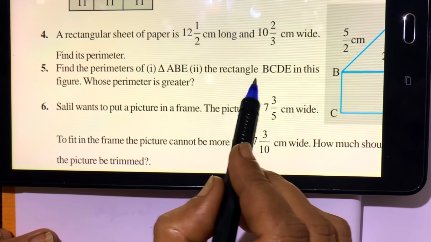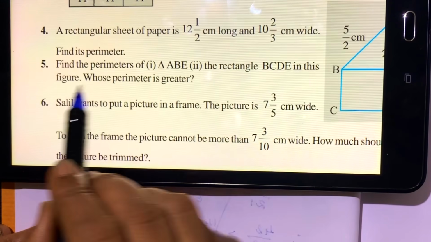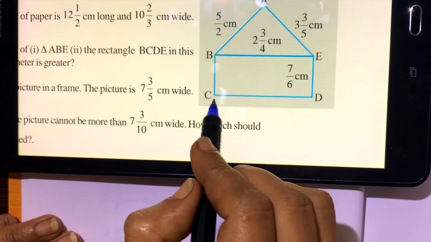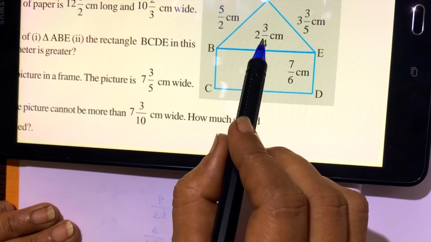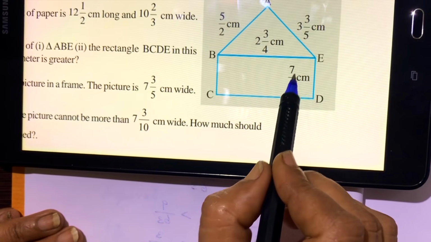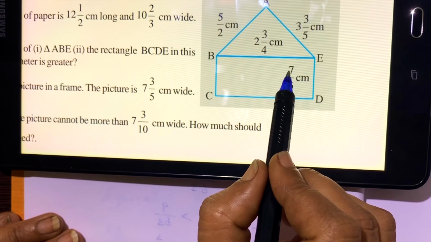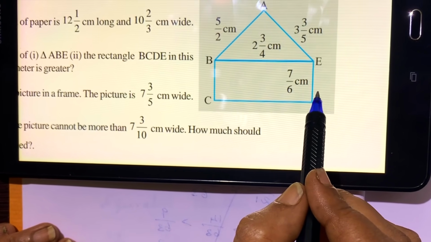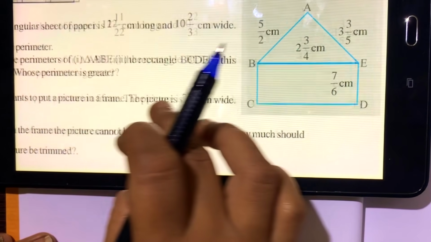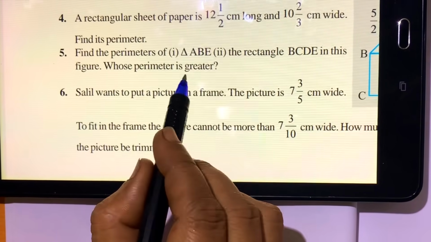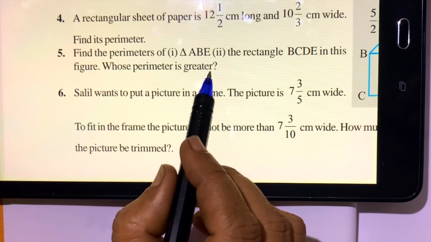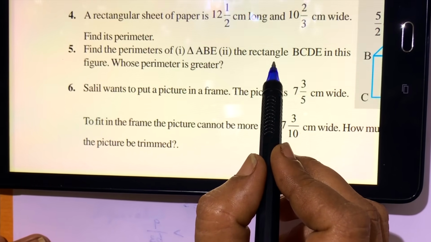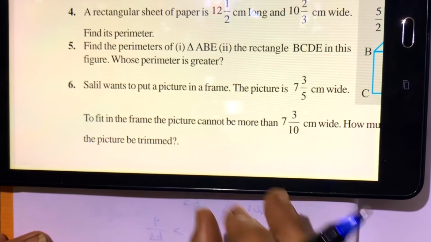Second one, the rectangle BCDE in the figure. Length is given as 2 3/4. Breadth, that is DE, is 7/6. So you know the formula, 2 into (L plus B). Whose perimeter is greater? You have to find out whether the perimeter of the triangle is greater or the perimeter of the rectangle is greater. I will do this sum for you.